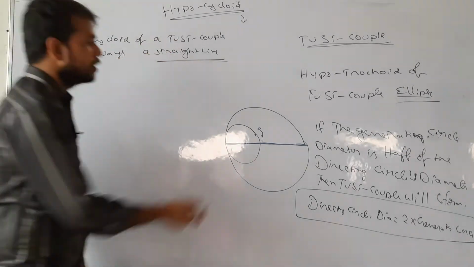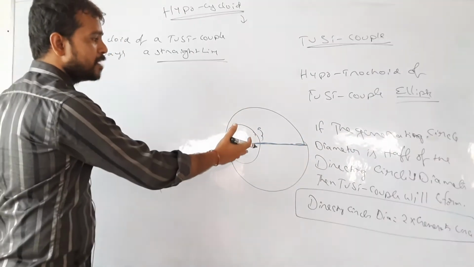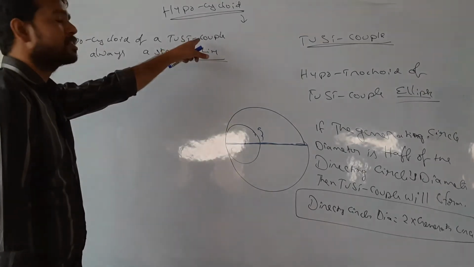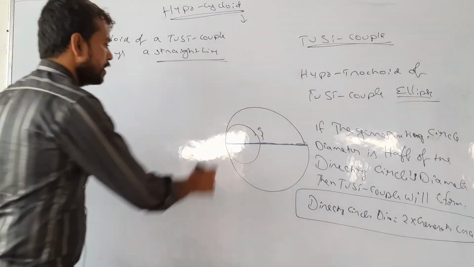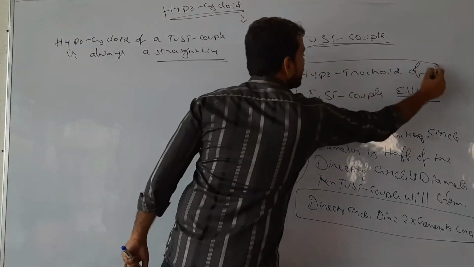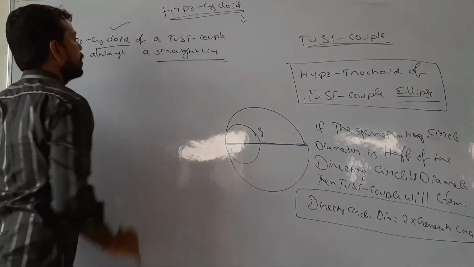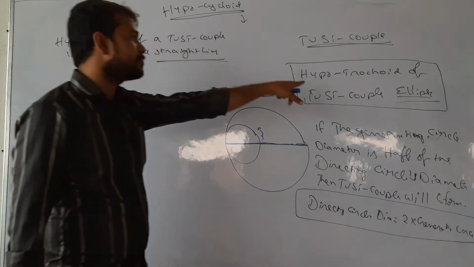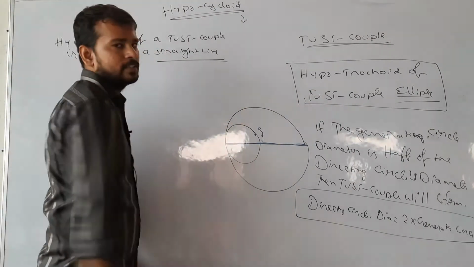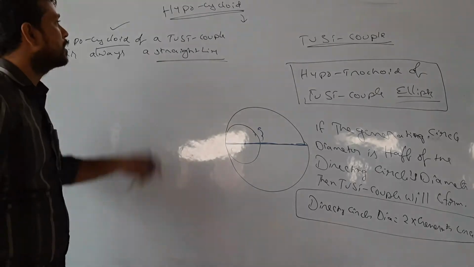Otherwise, what is a two-cusp couple? It means the directing circle diameter should be twice that of the generating circle, or the generating circle diameter should be half of the directing circle's diameter. Then the two-cusp couple formation will be formed, and only then you will get a straight line. For a hypotrochoid you will get an ellipse. Please don't get confused: for a hypocycloid you will get a straight line; for a hypotrochoid you will get an ellipse. Hypotrochoid means the point should be outside or inside, either inferior or superior. Okay, a most important thing in hypocycloid.